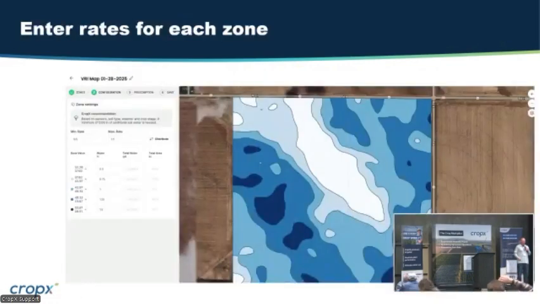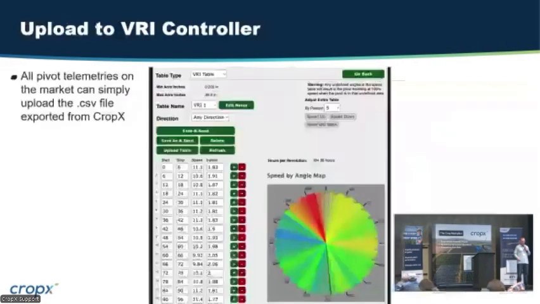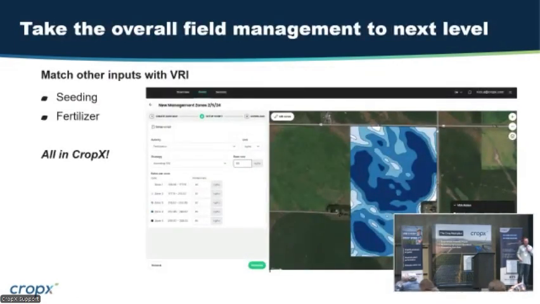All right. I think that's all I got. The last one just shows how, once you've got the VRI, then you can match it up using the same interface, the same tool. Everything's all saved right here. And then you can match it up and make fertility and seeding scripts all with those same zones and everything's all in one place.